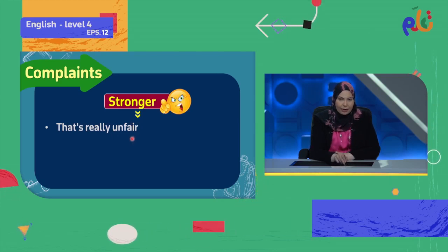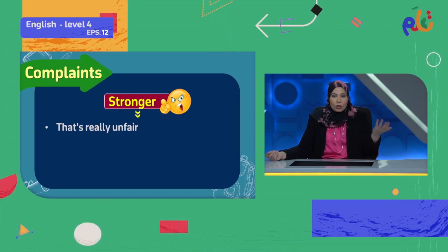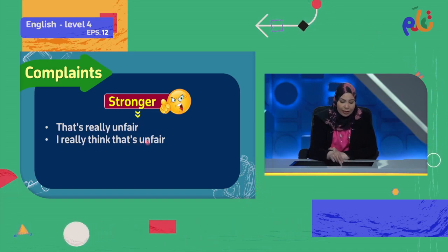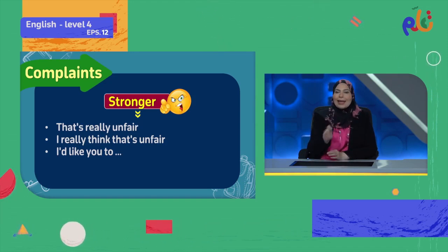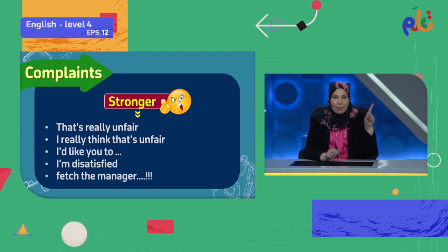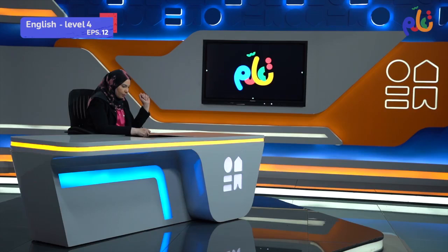And then we have the higher level when you are really angry. For example, you communicated your problem once and twice and you still have the same problem. So in this case, that's really unfair. For example, I have a faulty mobile, I ask them to exchange it and they say no. So I can say, this is really unfair, or I really think that's unfair, or I'd like you to, and then I tell them what they need to do. I am dissatisfied, or fetch the manager. Fetch the manager means bring the manager, or I'd like to speak to a manager.